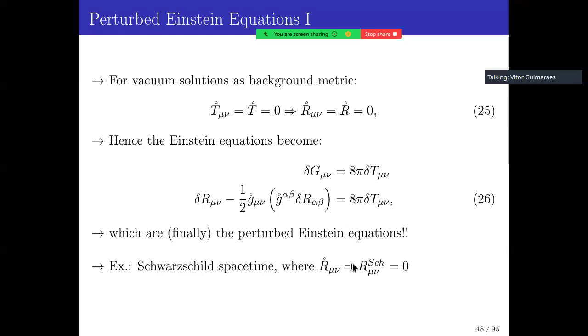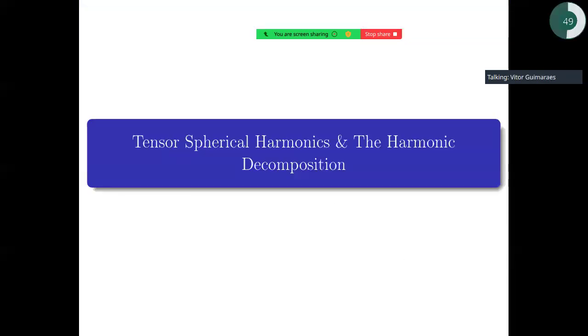In the Schwarzschild spacetime, we have a vacuum solution as background metric. Then we went to the realm of the two-sphere to derive the tensor spherical harmonics.